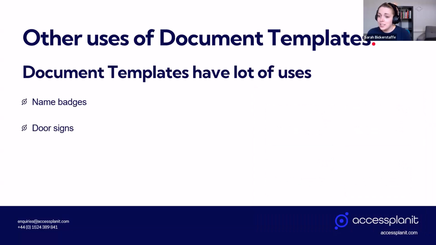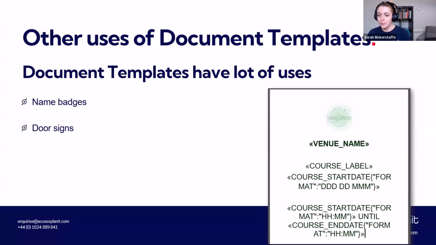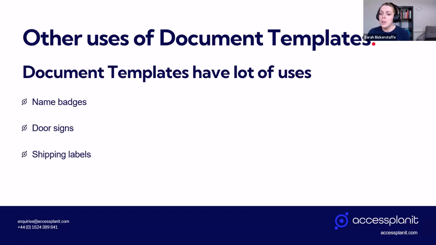Door signs are very handy. If you've got a lot of courses running in the same day on the same venue, you can identify which course is happening where. It also just adds a nice touch to the room. Shipping addresses. Oh, sorry, I'll show you my door sign there. Shipping labels. So you can then print your addresses for your delegates for posting them any products and services or any pre or post course materials.